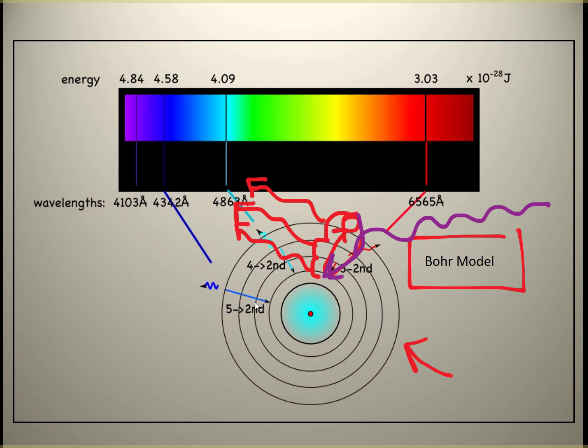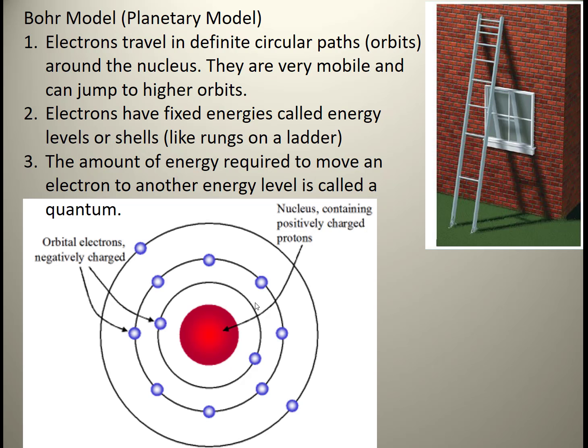But this does explain what is happening with these elemental fingerprints: the electrons are absorbing energy and going further away from the nucleus to a higher energy level. And then after they absorb it, they release it. They can release it all at once and have large quantum jumps, or they can do a step-by-step quantum jump. So this summarizes the Bohr model, or the planetary model.